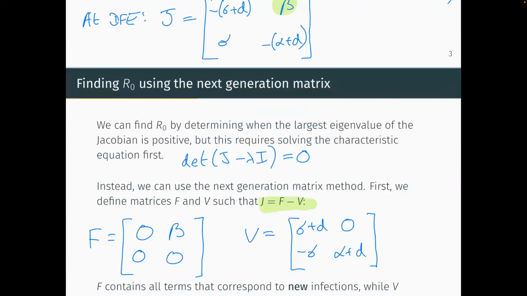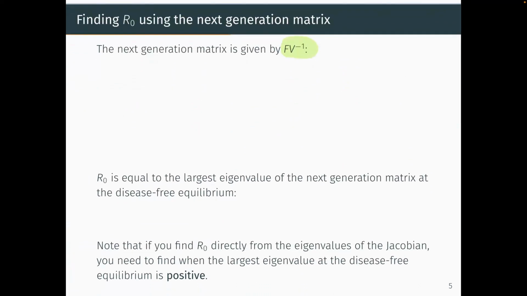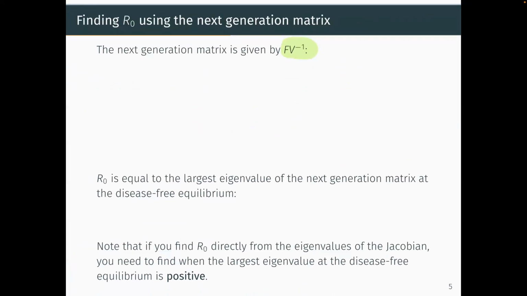Okay, good questions. Okay, so our next generation matrix, given by F times the inverse of V. So 2 by 2 matrix, inverse of V is going to be, in fact, I'm going to pull out a factor, divide by the determinant at the front.